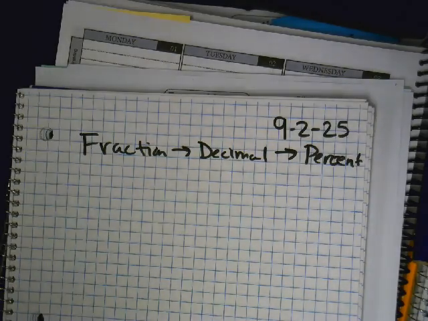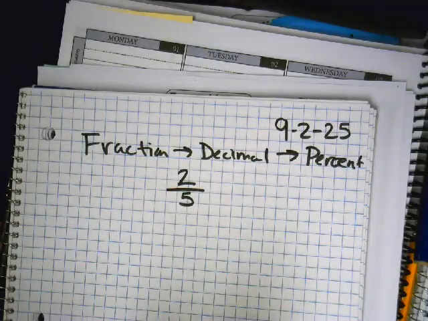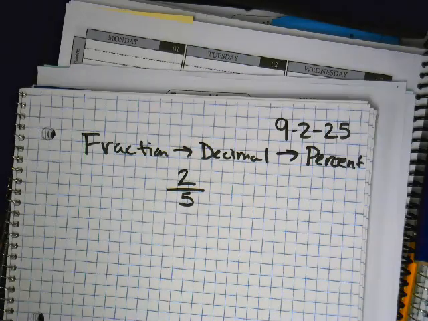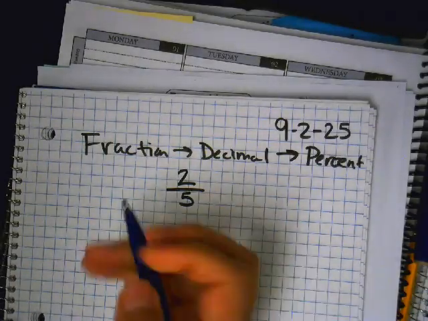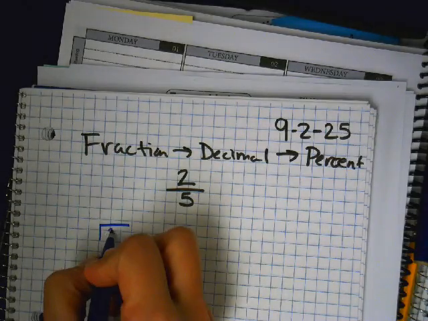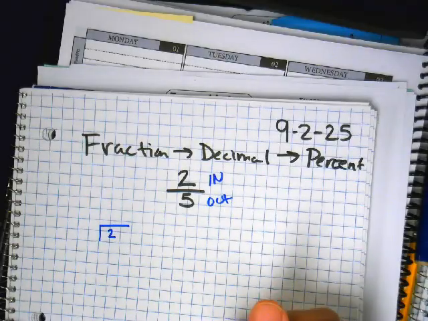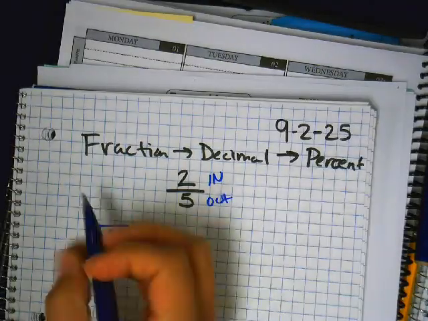Fractions, decimals, percents. All right, so 2/5. How do I change 2/5 into a decimal and a percent? You divide. There's one way of dividing, yes. Which number goes inside? 2. In and out, right? In and out. So in and out, 5.